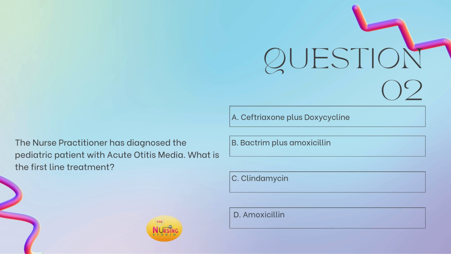Question number two. The nurse practitioner has diagnosed the pediatric patient with acute otitis media. What is the first line treatment? Is it A, ceftriaxone plus doxy, B, Bactrim plus amoxicillin, C, clindamycin, or D, amoxicillin? Take a moment and tell me what you got.